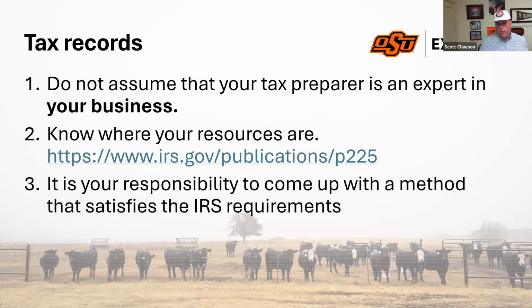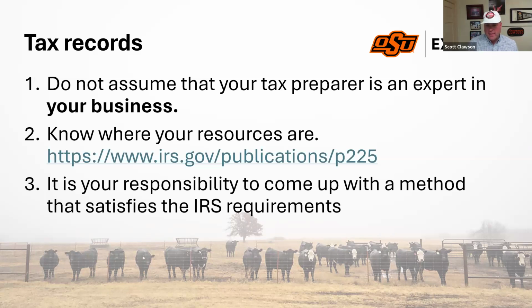The other thing is know where your resources are. So that is the link there, Publication 225 from the IRS. I use that all the time. That is the Farmer's Tax Guide. A lot of the stuff, if not all of the stuff we talk about from a tax perspective, is going to come directly from that. That is a very, very useful publication. There's a lot of good tax information out there on ag, but again, that is always your go-to. That is the publication that's put out annually by the IRS to talk about preparing farm taxes each year.